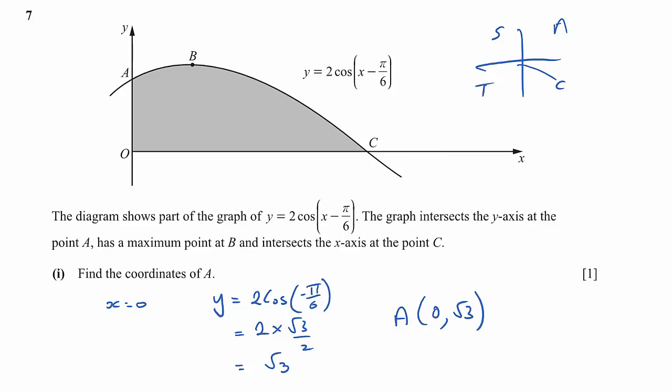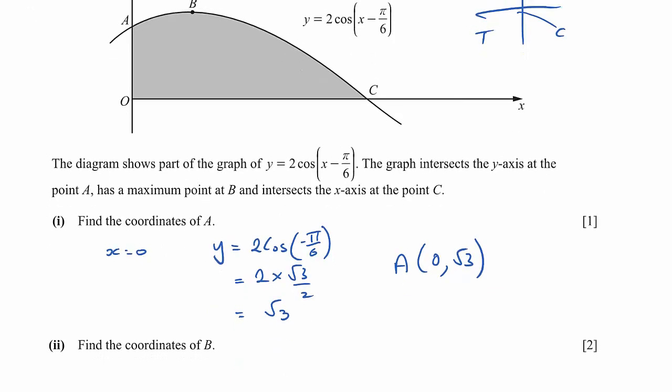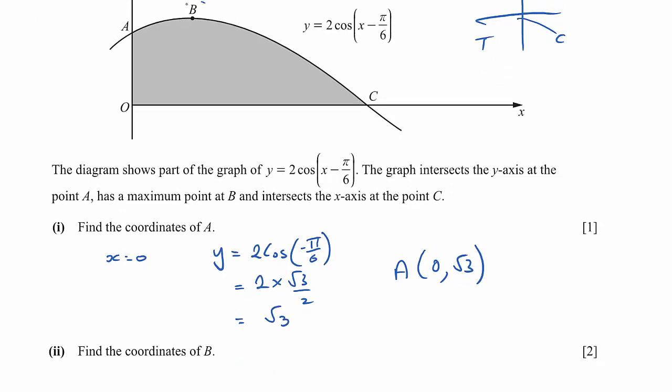Now, we want to find the coordinates of B, and we can see B is this maximum point here, but we don't need to differentiate to find that. I mean, you could if you had to. We know that the standard cosine has its maximum value when x equals 0. But here we've got x minus pi by 6, so we need the angle in here to be 0, and that would happen when x equals pi by 6.